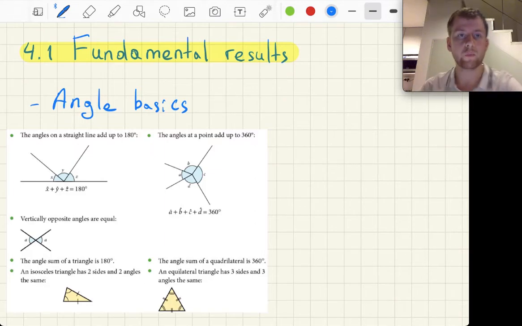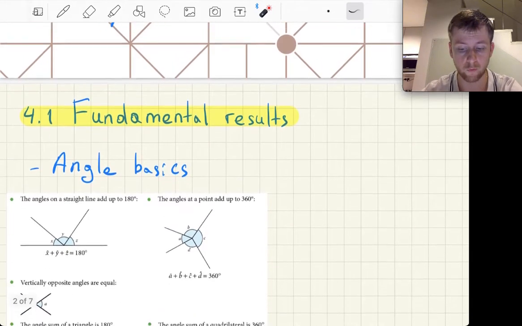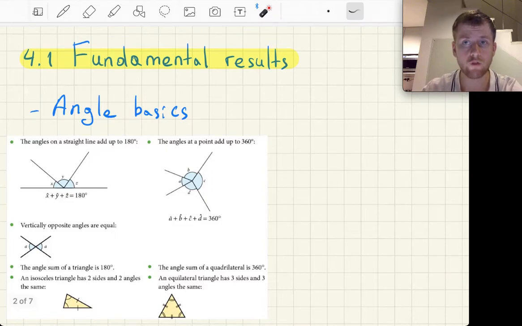Hello, ladies and gentlemen. This lesson is opening up geometry topics, and we're going to start with a pretty simple topic, but nevertheless a very important one, which is fundamental results, chapter 4.1 from the book, which is about basically things you should already know before you start studying IGCSE geometry.